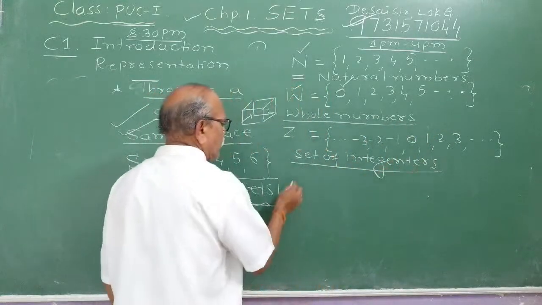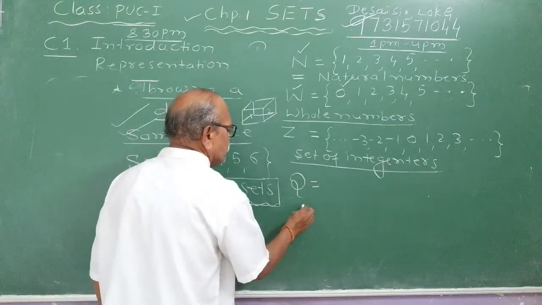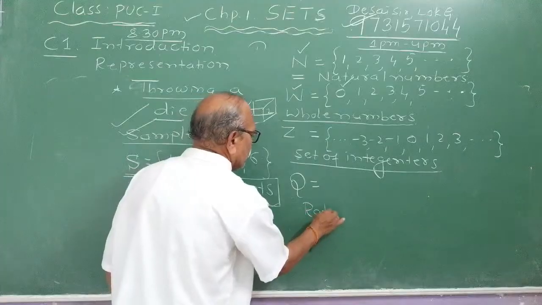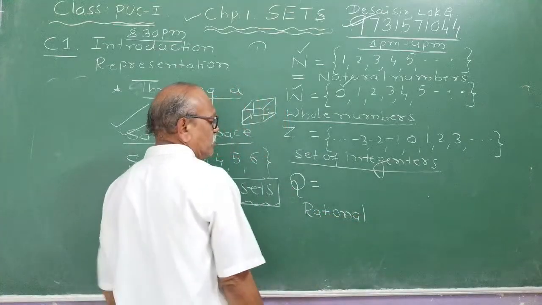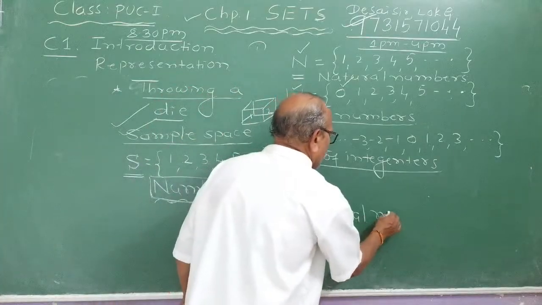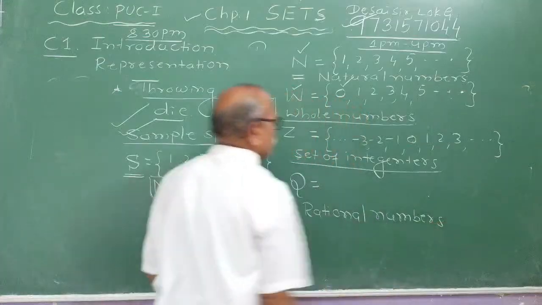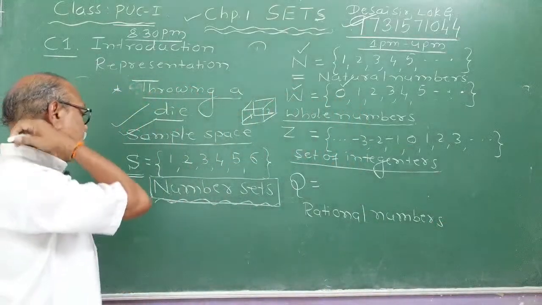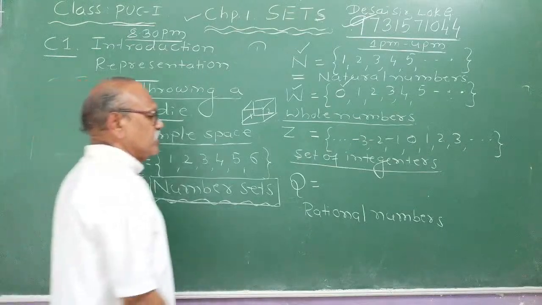Remember. And the next set is the set Q. What is Q? The set of rational numbers. You studied in 9th standard and 10th standard about rational numbers and irrational numbers. You even proved the irrationality of root 2 and root 3, such numbers.